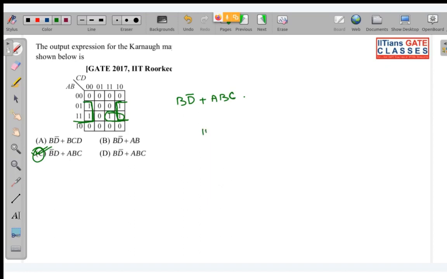Now your homework. Homework will be to check the same question using POS, whether you are getting the same expression or not. Okay. Shubham, D. So in C, B is complemented, but we need D complement. Sorry. I thought you got the correct answer. So this is wrong.